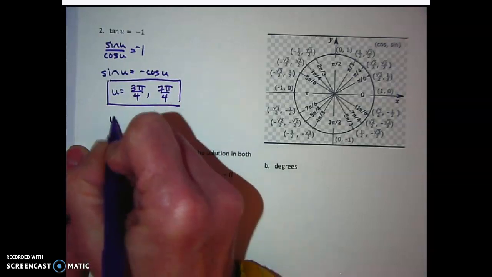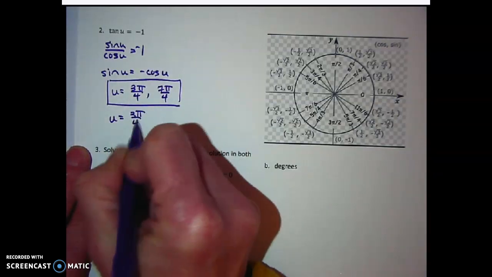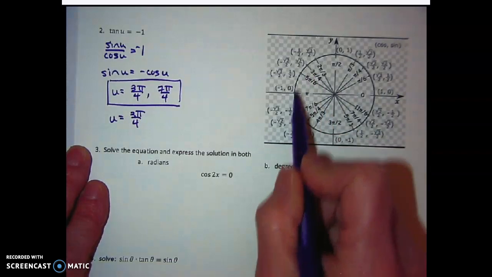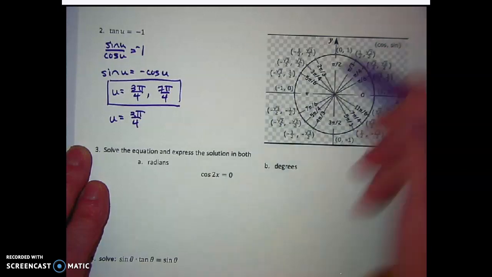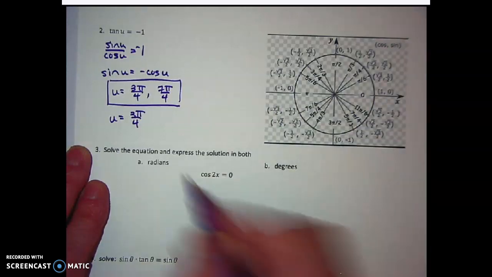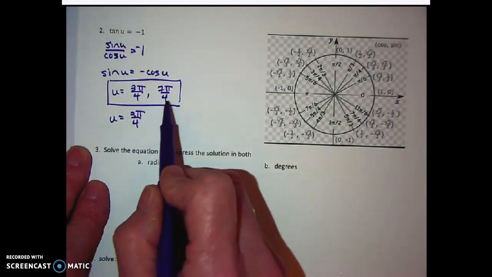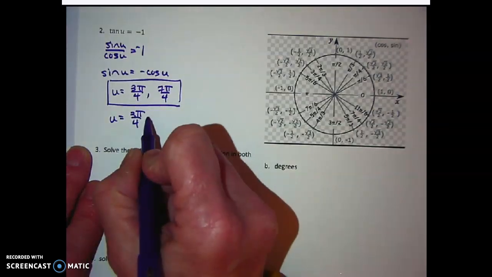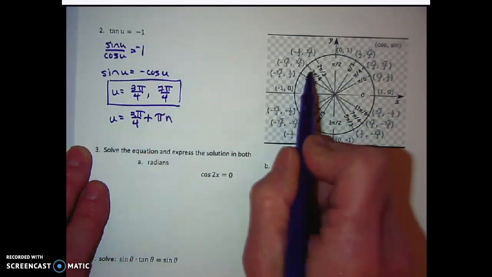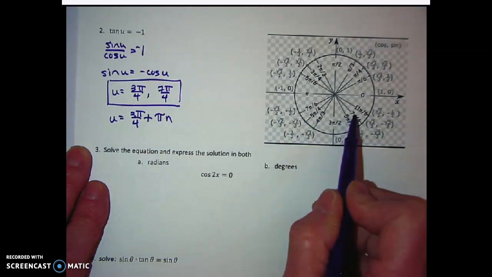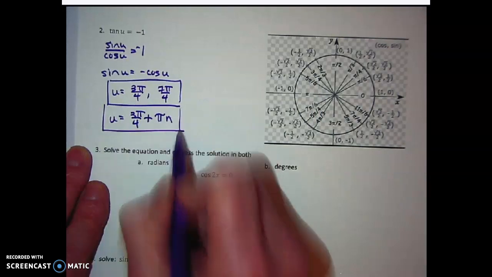But what if we wanted to write that in terms of just one general solution? Well, 3 pi over 4 is here, but if we notice, 7 pi over 4 is directly across from it. And how far is it if something is directly across from another one? It's just pi. So rather than writing this as 3 pi over 4 plus 2 pi n, and 7 pi over 4 plus 2 pi n, I can catch them all by just writing 3 pi over 4 plus pi n. 3 pi over 4 plus pi is going to get me to the 7 pi over 4. Another pi is going to get me there. Another pi. So this is going to be the general solution.